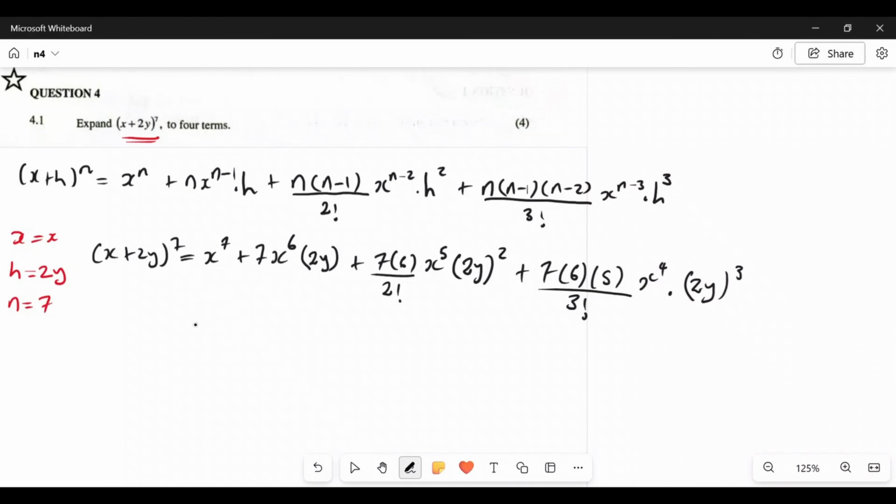There we go. Then from here, we're going to start using our calculators. So let's continue. The first term, we know that this is going to be x to the power of 7. And then the second term, we have 7 multiplied by 2 there. That is going to give us 14.